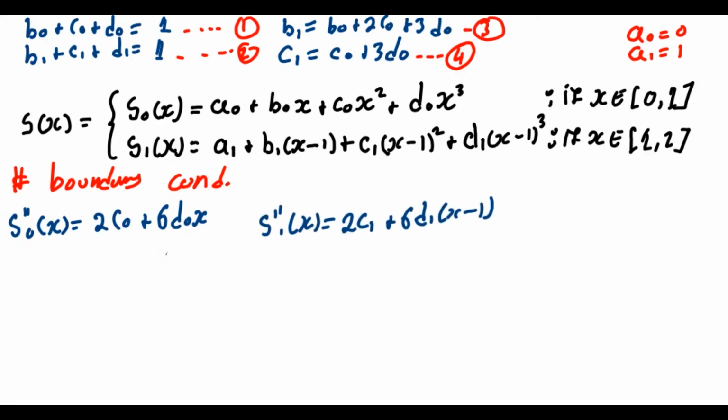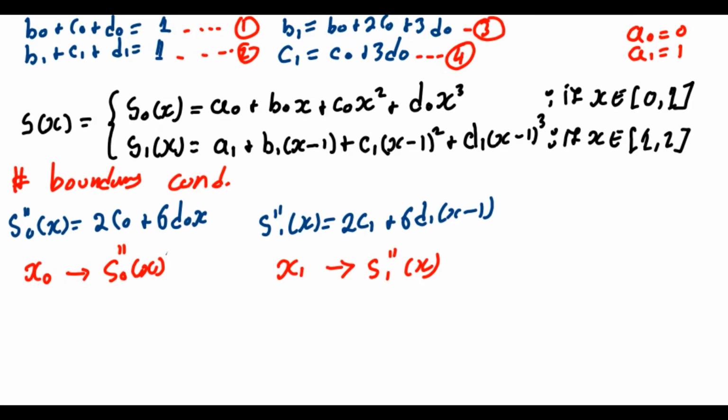So for our boundary conditions, what it means is that you're going to apply the boundary conditions. You're going to use x naught for what? For s naught of x, the second derivative rather. Then you're going to use x sub 1 for what? For s sub 1, the second derivative. Those are the boundary conditions.